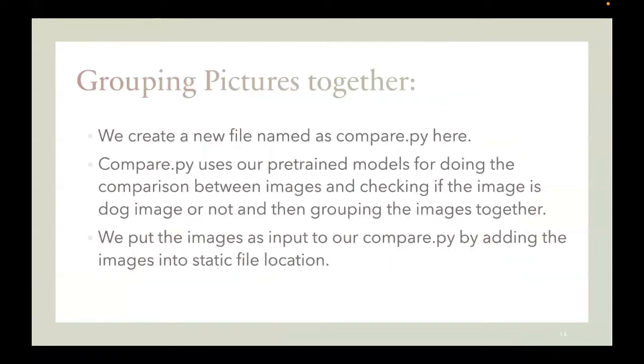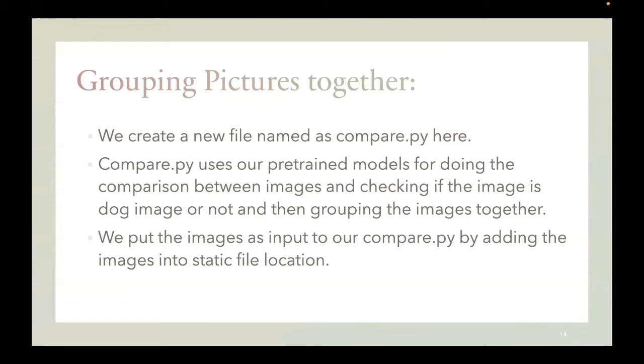The next step of the project is to group similar pictures together. I have created a new Python file which needs to be executed after we are done with our main.py file. This is the compare.py file. It uses the pre-trained and saved models from the code, that is model_scratch.pt and model_transfer.pt, to detect the dog breed of the input image and it groups them together. This helps us reduce the execution time of the main.py file.